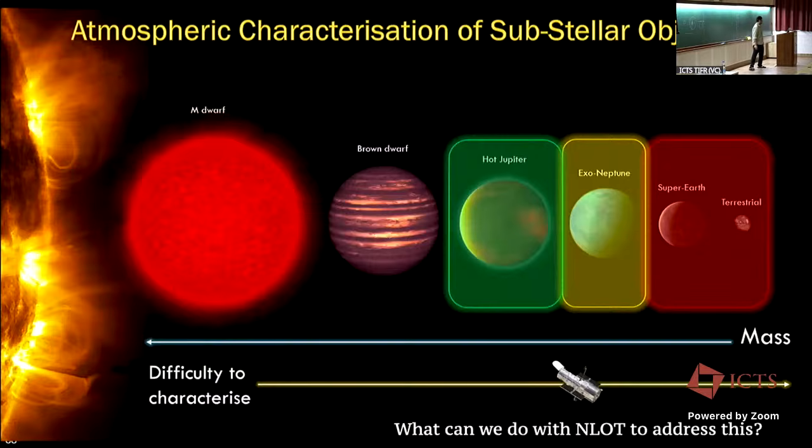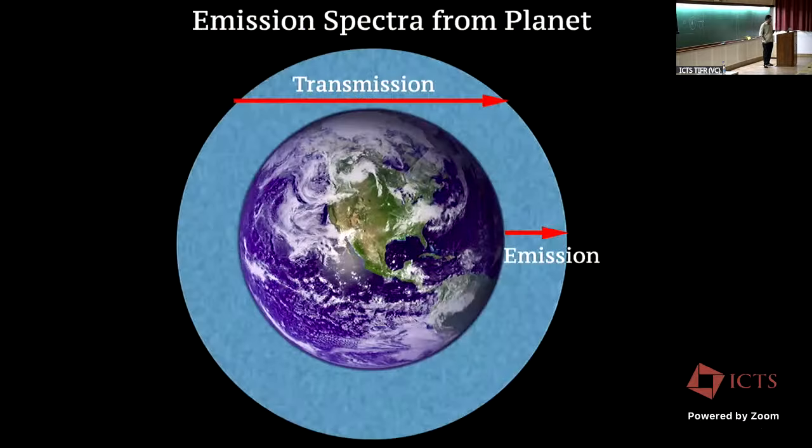to characterize this. And so the question that Sourav was asking in the morning was what can we do with NLOT to address this? The instruments people can start thinking. I definitely am going to start thinking about what we can do with NLOT to characterize terrestrial planets. Okay, I know I'm short of time, so I'll briefly go through it.